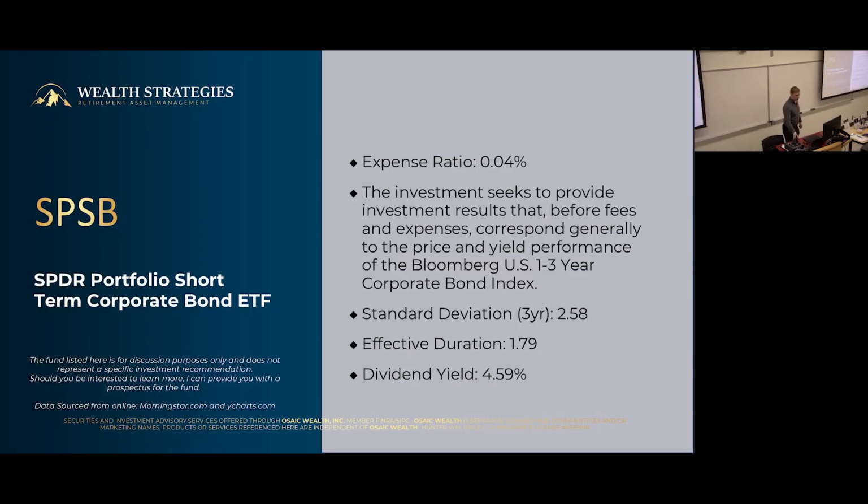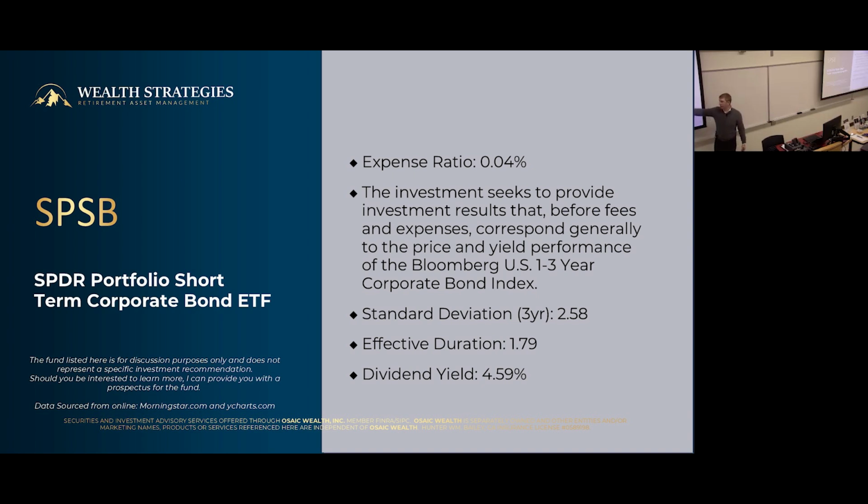First, we start with an ETF from SPDR, which is a short-term corporate bond ETF. This one is, again, really inexpensive, 0.04. Investment seeks to provide results that, before fees and expenses, correspond generally to the price and yield performance of the Bloomberg US 1 to 3 year corporate bond index. Now, remember, we're still in stage 1, which is why we see this effective duration number low.